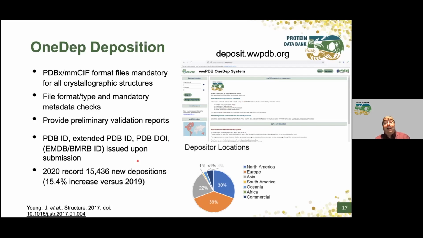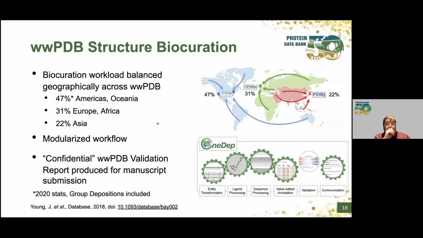In 2020, we had over 15,000 depositions, and this was increased over 2019. As people, I think, were locked up and staying home, they had a chance to actually work on their papers and finish up any refinement they had to do, as the labs were closed for active work for a while. So as I mentioned, the workload is balanced geographically across wwPDB sites, roughly 50% to RCSB in the United States, 30% to PDBe in England, UK, and 20% in Osaka, Japan.